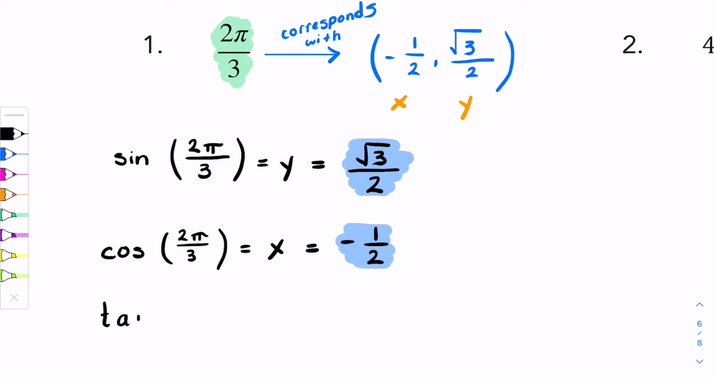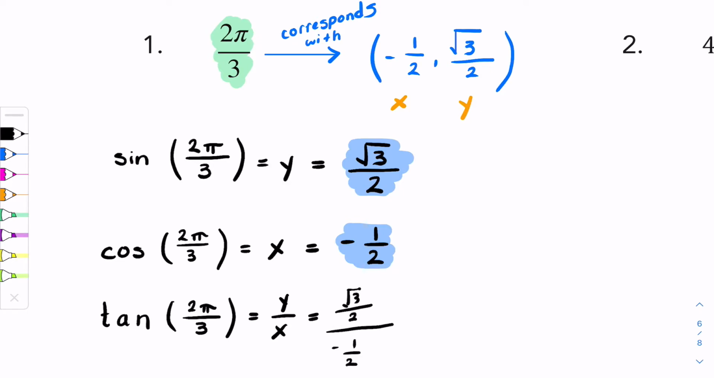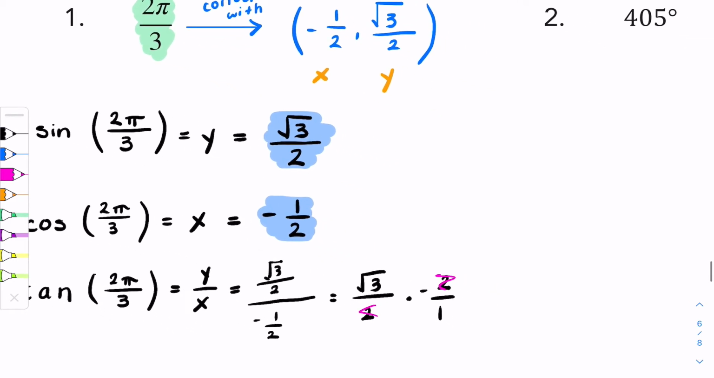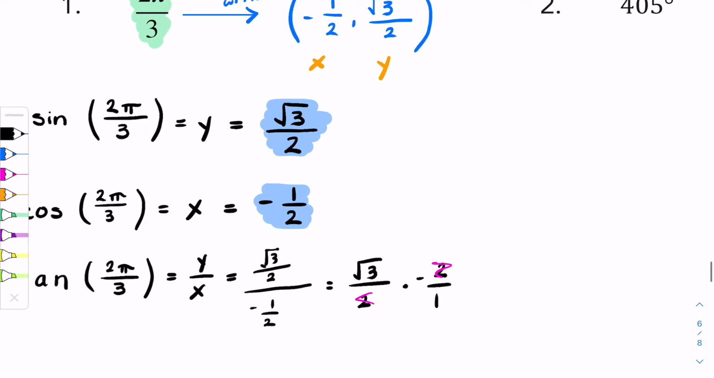We have tangent of 2 pi over 3. Tangent is y over x. Y over x gives us square root of 3 over 2 divided by negative 1/2, which is the same thing as multiplying by the reciprocal. So we have the square root of 3 over 2 times negative 2 over 1. From here we can cancel the 2 in the numerator and denominator. Multiply straight across, and we have negative square root of 3 over 1, or just negative square root of 3.